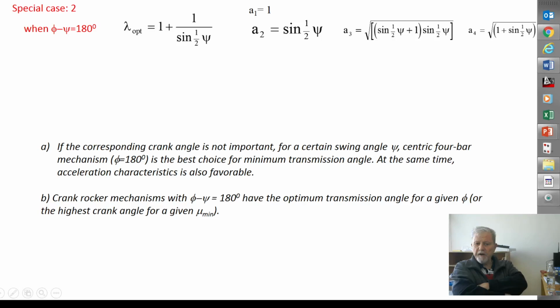Another special case arises when phi minus psi is equal to 180 degrees. In this case, lambda optimum is 1 plus 1/2 psi, 1 over sine psi over 2. A2 is equal to sine psi over 2. And A3 is equal to square root of sine psi over 2 plus 1 times sine psi over 2. And A4 is equal to 1 plus sine psi over 2 in square root.